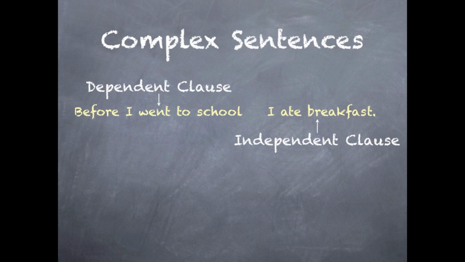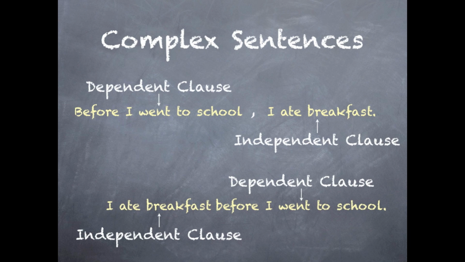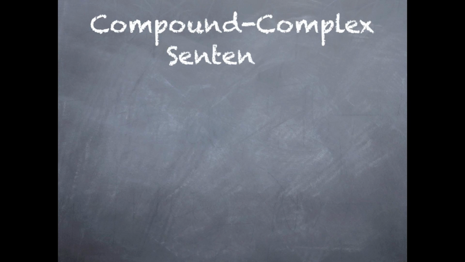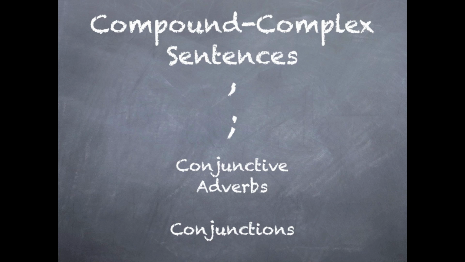When a dependent clause, such as before I went to school, is followed by an independent clause, such as I ate breakfast, a comma is needed between the clauses. But when an independent clause is followed by a dependent clause, no comma is needed. Now to compound complex sentences. These sentences intertwine both compound and complex sentences. The placement of commas, semicolons, conjunctive adverbs, or conjunctions in compound complex sentences depends on the individual compound or complex sentence itself, which is something I have already discussed.